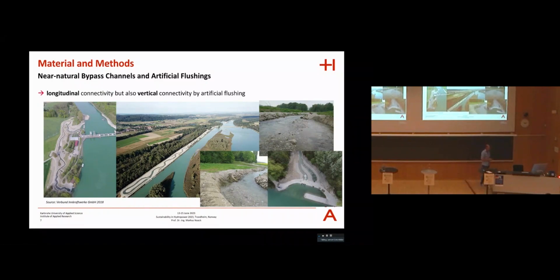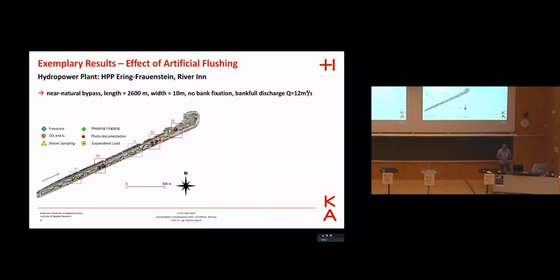And so the basic idea is more or less on the one hand, of course, we have the longitudinal connectivity, but with the artificial flushing, the aim is to initiate bed load transport, regular bed alteration, remixing of sediments, or flushing out the fine sediments, so to say, to declog the river and restore the vertical connectivity. So I want to talk now about this bypass channel here. It has a length of 2.6 kilometers. The width is approximately 10 meters.